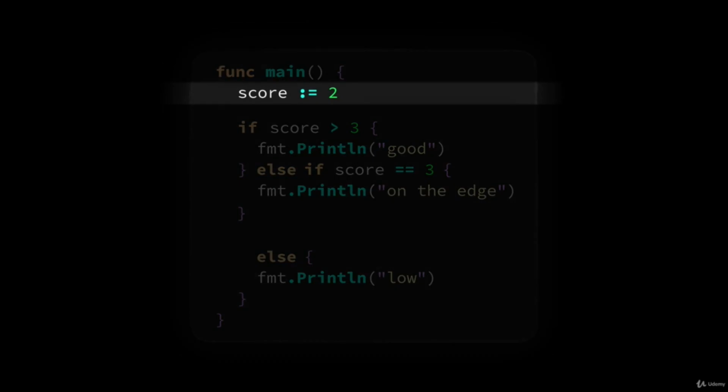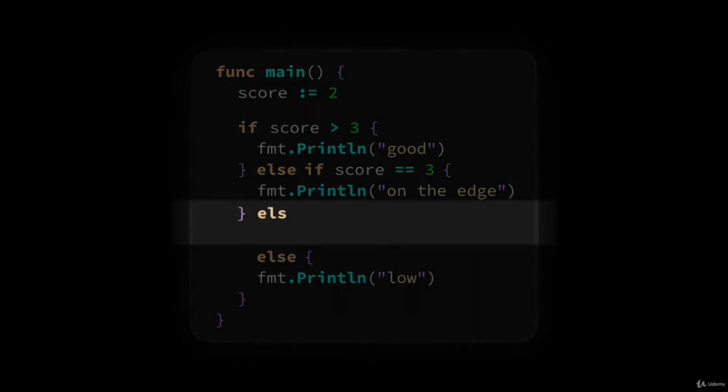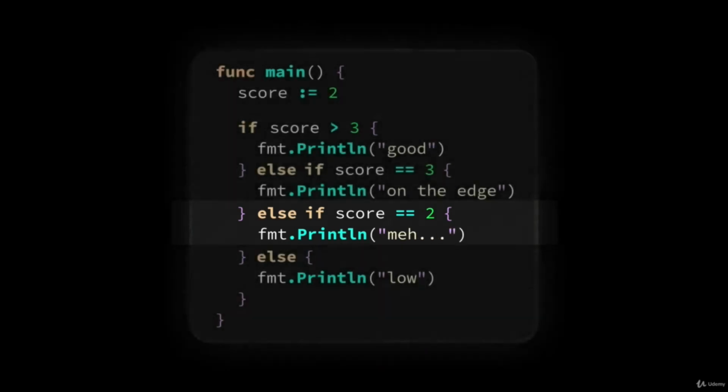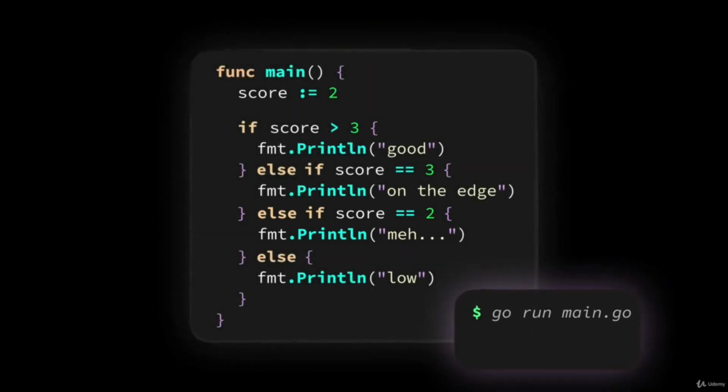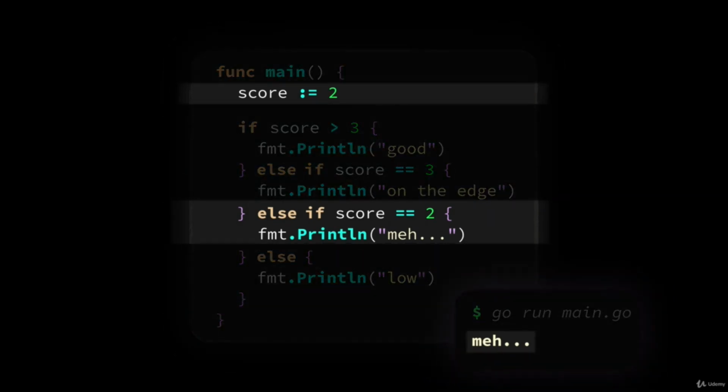Now here, I initialize the score variable with a value of 2, okay? Let's add one more else if branch here. It'll execute when the score is 2, right? Okay, let me run it. It prints meh. It's because the score is 2. That's not a good score then.